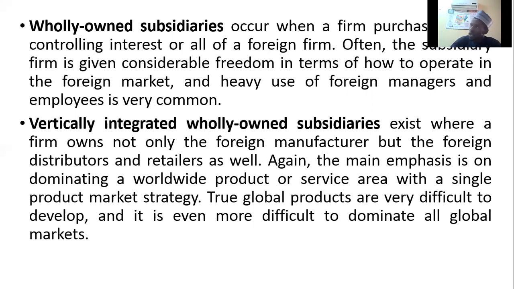that uses the local distribution channels, retailers, and what have you, to distribute the products. But in the second one, the vertically integrated wholly owned subsidiary, in addition to the subsidiary, you also own the distributors, the retailers, and what have you. It's like a company owning all the distribution system in the country in order to access the end users of the product or service.